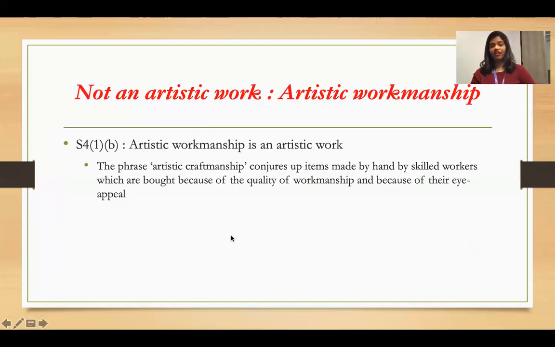Okay, artistic craftsmanship. This is one very problematic area. Why would I say very problematic? Because artistic craftsmanship is actually a composite phrase. When we speak about artistic, what do we think of? Eye appeal, visual appeal, very important. It has to be appealing. When we speak about craftsmanship, craftsmanship is purely people crafting it, and not necessarily the designer sitting down and crafting that particular design, right?